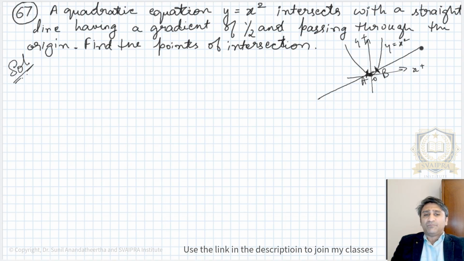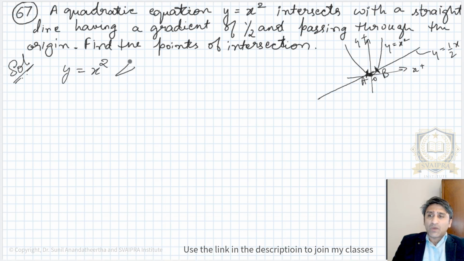So first and foremost, let's find the equation of this line. This line is going to be y equals half x. There is no c because the y-intercept is 0, because the line passes through the origin. So we have the two equations, y equals x squared and y equals x by 2.